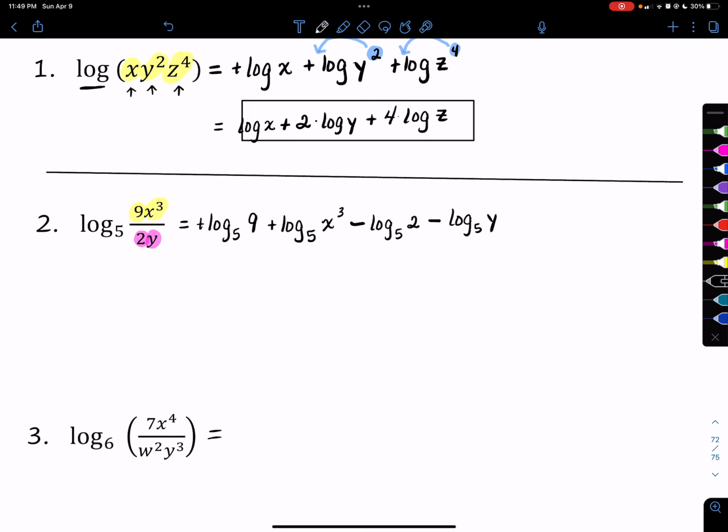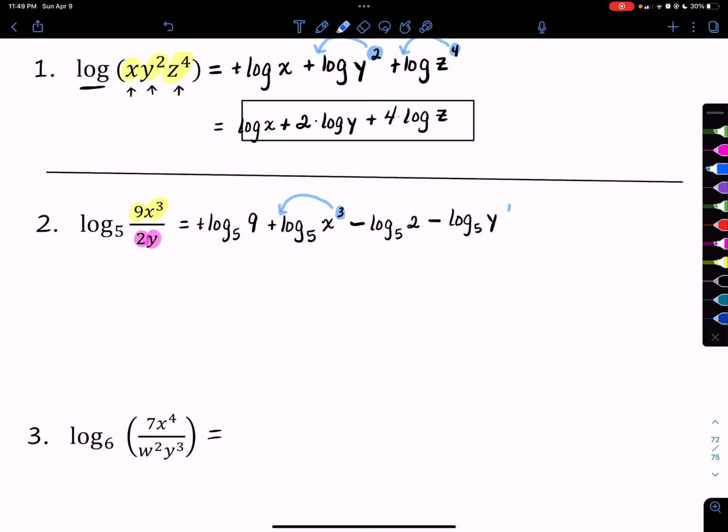All right, now that I've got it in expanded form, I'm going to go back and see if there's anything that is part of the power property. Are there any extra powers on top? 9 only has a power of 1, so I don't need that one. Understood. x has a power of 3. That one will move right in front of its log. 2 has a power of 1, which is understood. And y has a power of 1, which is understood.